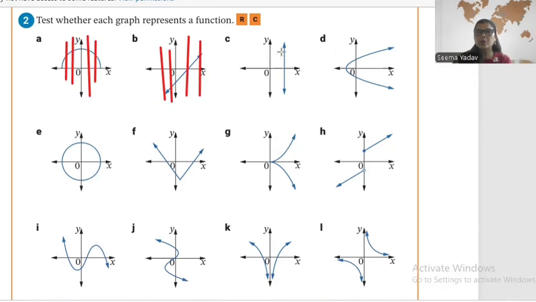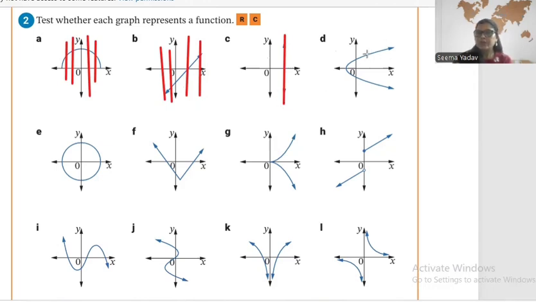For the next problem, if I draw a vertical line on this, any vertical line, you can see this vertical line overlaps the graph. So it means it doesn't represent a function.